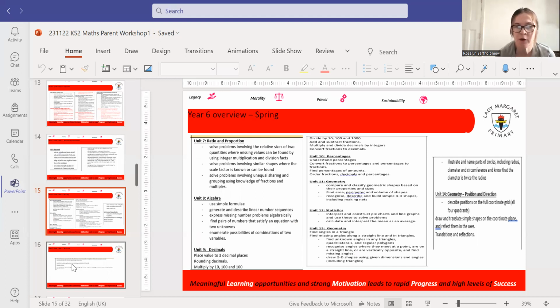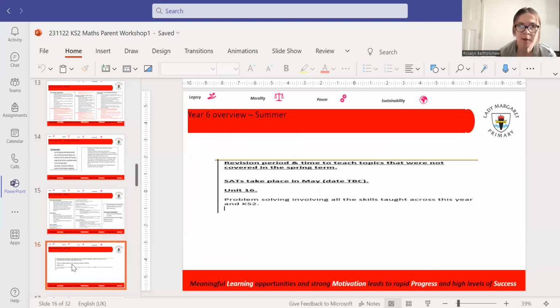And then finishing off with unit 14, geometry, position and direction. Now in year 6, because we are working towards the tests as well as giving the children a really good maths education, we have to be mindful that some of the topics covered, the children may not be secure on. So some of the order of the way we teach may change. We might spend more time on one topic than another in order to give the children the best possible chance of doing well in their end of year tests.